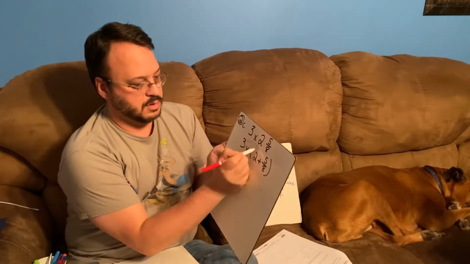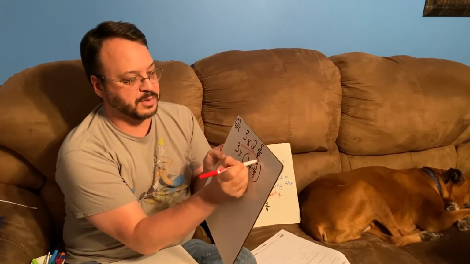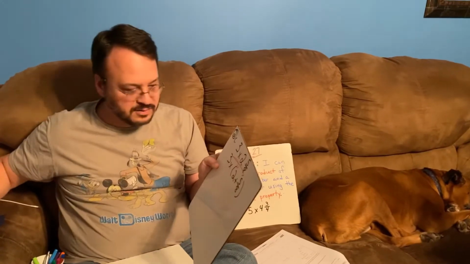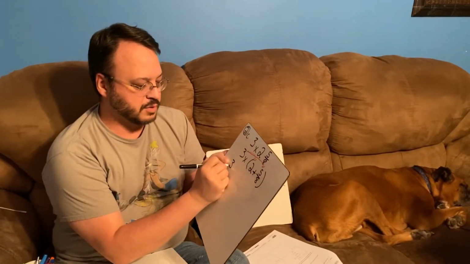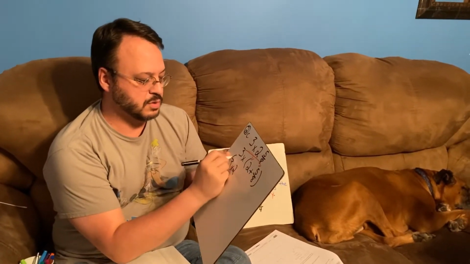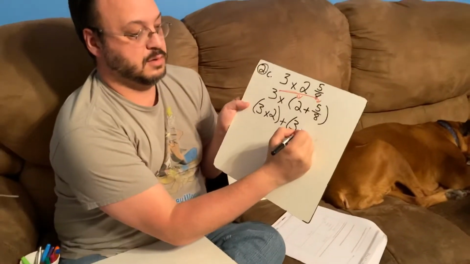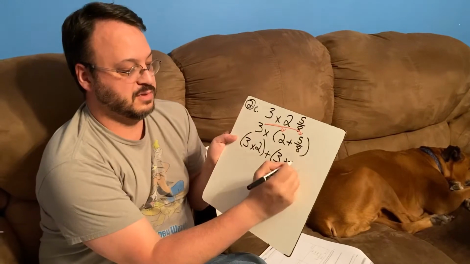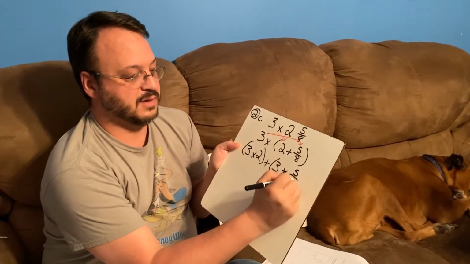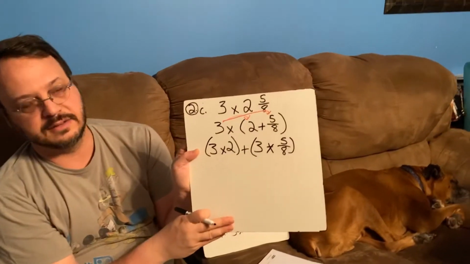And now, once again, I'm just going to go ahead and distribute the 3 to both the 2 and the 5/8. So I've got 3 times 2 plus 3 times 5/8. Sorry, I had it kind of crooked. You couldn't see it.